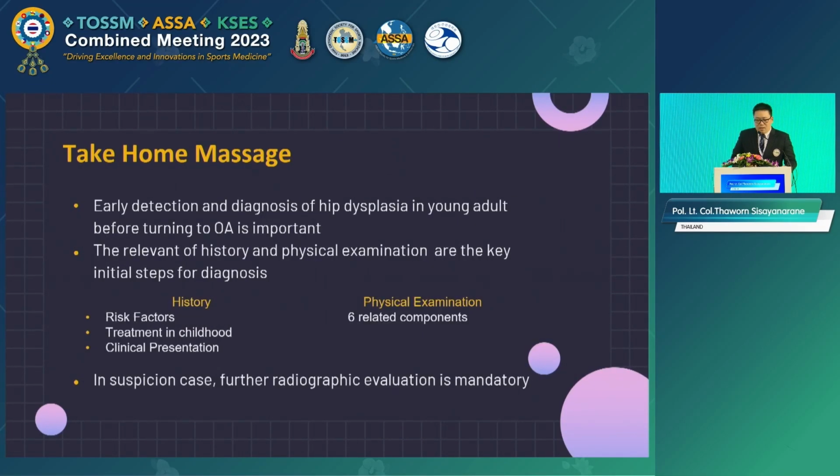Okay. This is the last slide of mine. Early detection and diagnosis of hip dysplasia in young adults is very important to prevent it, or give treatment, before it turns into osteoarthritis. The relevant history and physical examination are the first key step to detect dysplastic hip. In suspected cases, further radiographic evaluation is mandatory. Okay. Thank you.